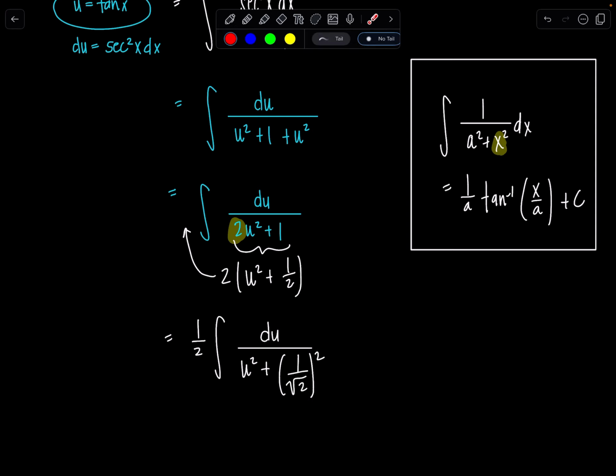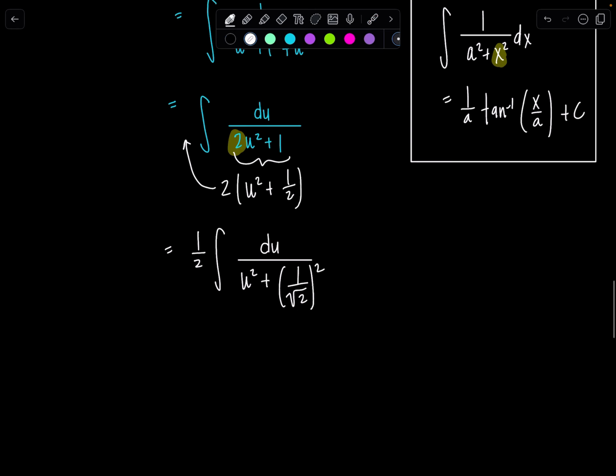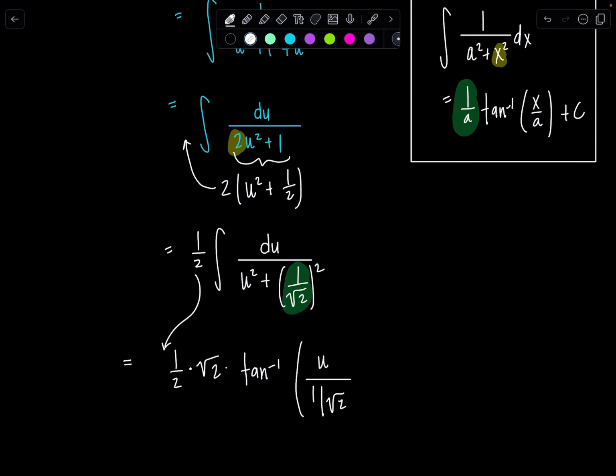I want to rewrite it that way so I can see exactly a squared, this quantity right here, 1 over rad 2, that's my a. Okay? And then now we're ready to go. So antiderivative is going to be, just keep the 1/2. And then remember, you're going to have in the very, very front 1 over a. So 1 over rad 2 is just rad 2 times tan inverse of u divided by a, which would be 1 over rad 2, and then plus c.